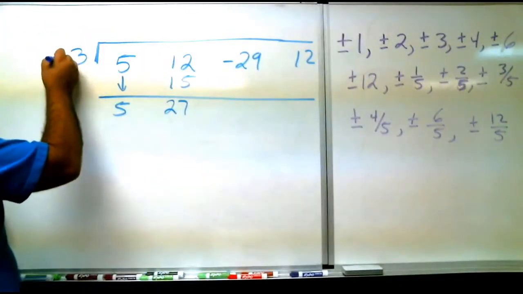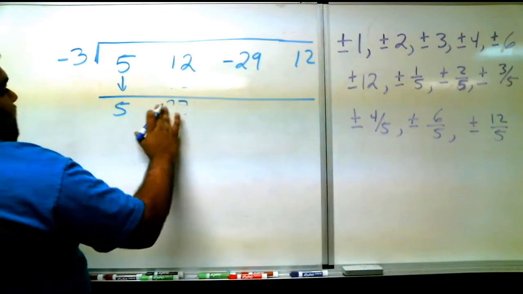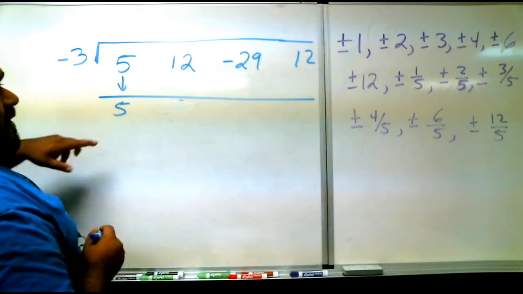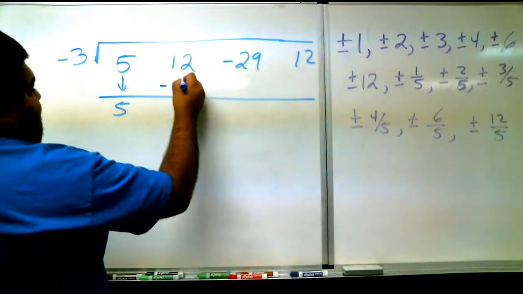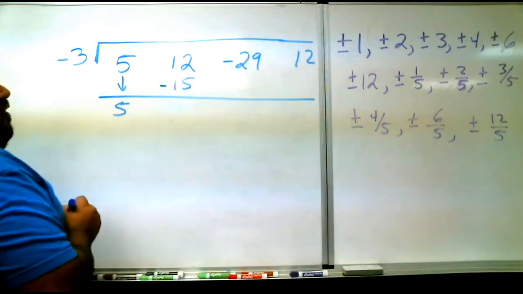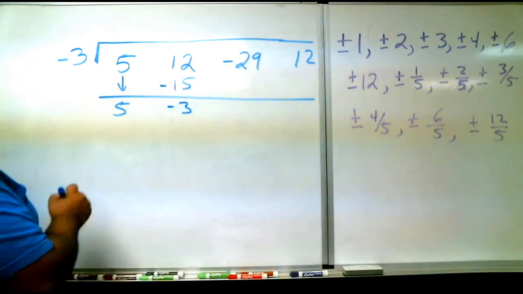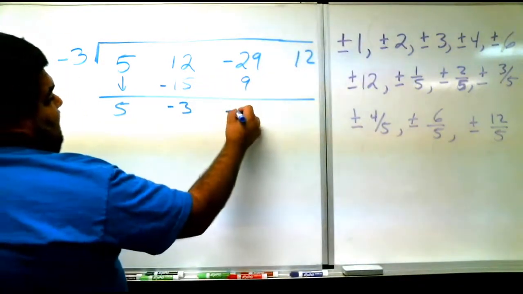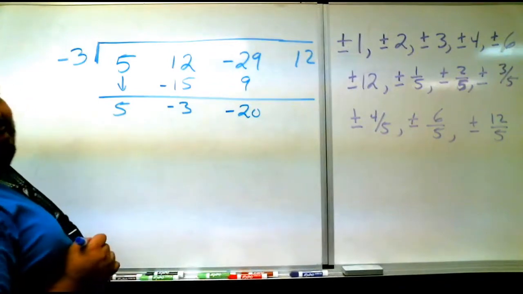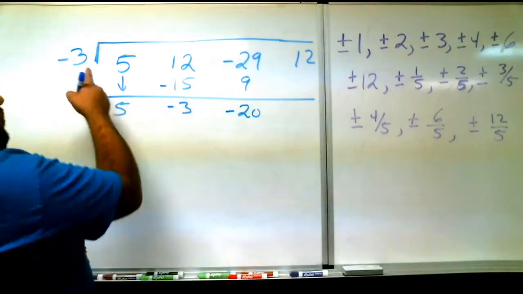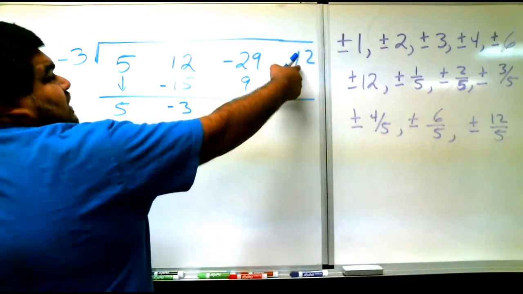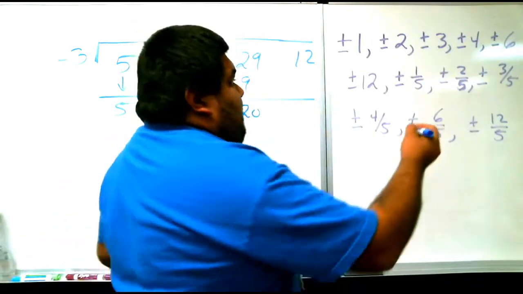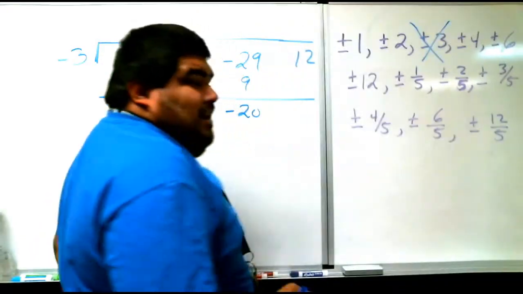Let's try negative 3. So we go again and erase all our equations. Bring down the 5 again. Negative 3 times 5 is negative 15. 12 minus 15 is negative 3. Negative 3 times negative 3 is positive 9, which is negative 20, because we subtract 9 from negative 29. Notice that again, 3 times 20 is 60. Okay, it doesn't really work out. So we know that both of these 3's don't work out. We can say that's out of the picture for both positive and negative.